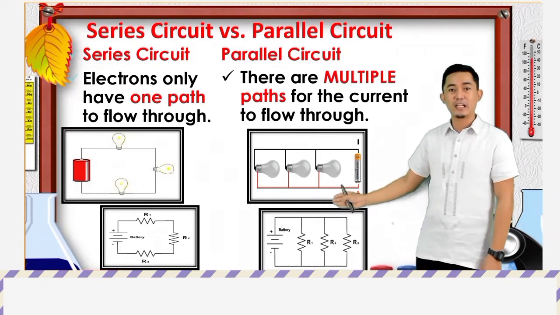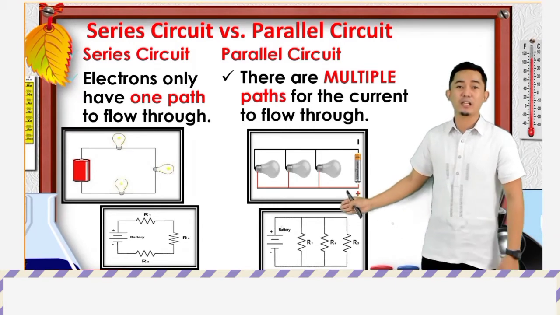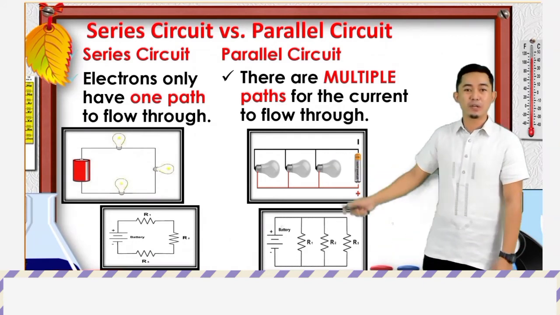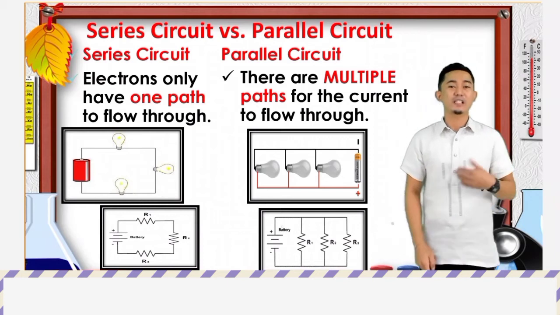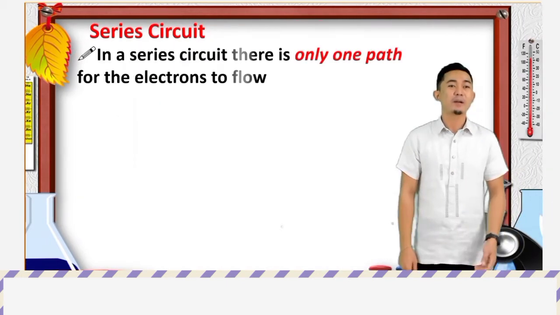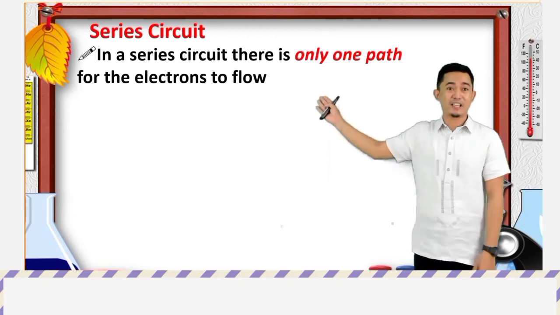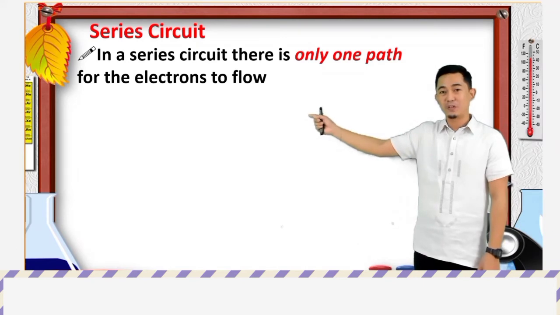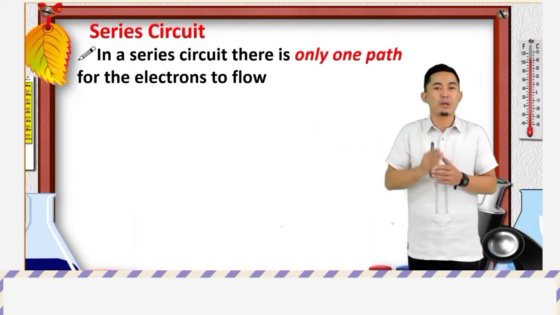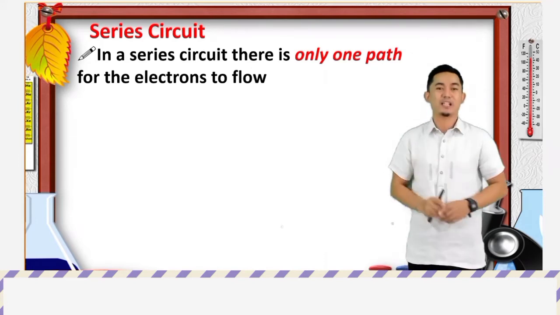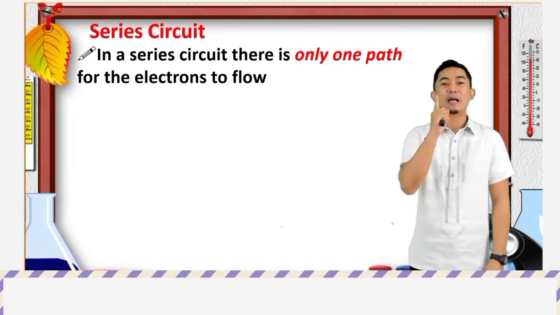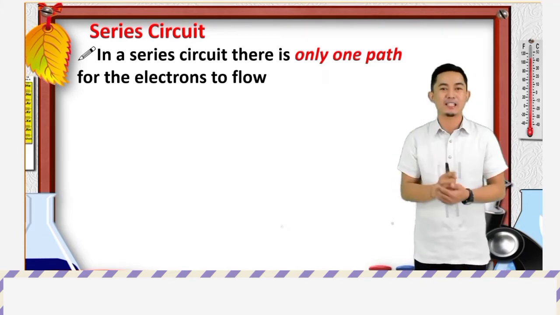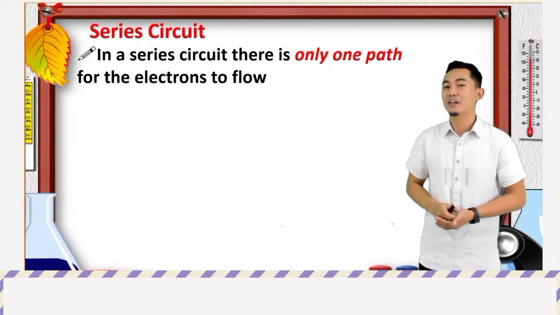Okay? So please take down notes of this or take a screenshot for your reference. Okay? So much for this. Let us proceed now to series itself. When we say series again, in a series circuit, there is only one path for the electrons to flow. Do not forget this, class. So in order to remember, series means sequence, okay, it has only one path. Only one path, while multiple paths is a parallel circuit.